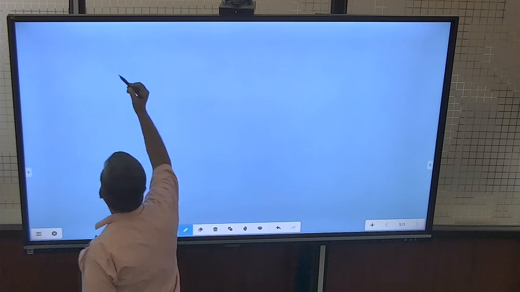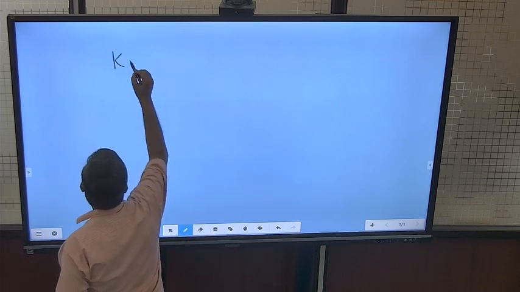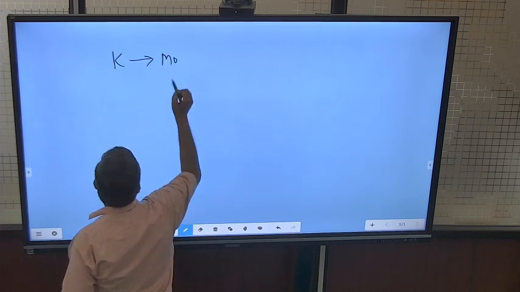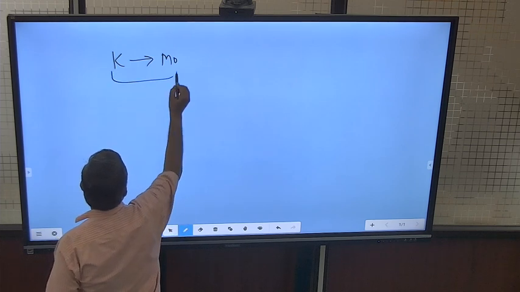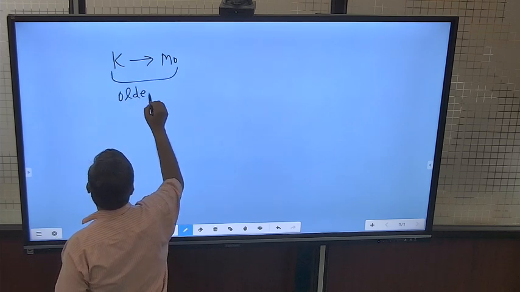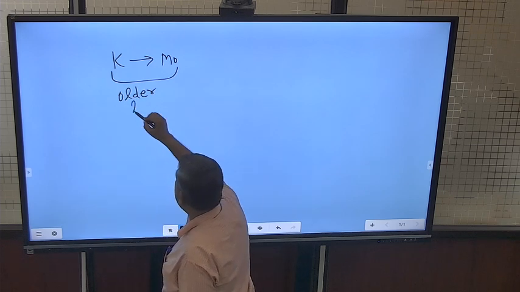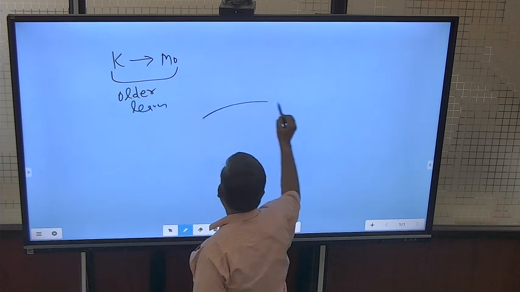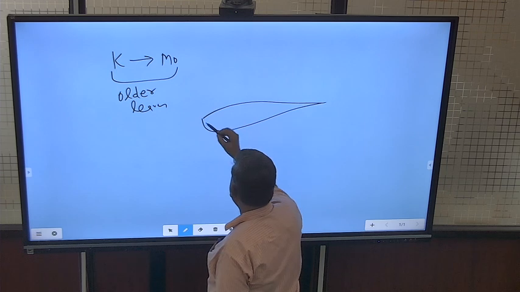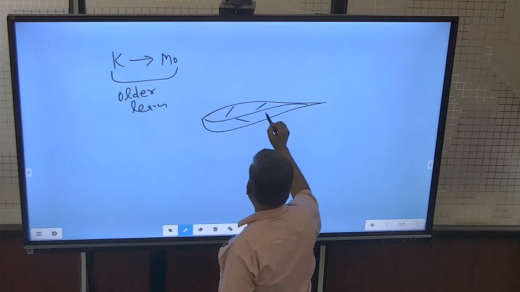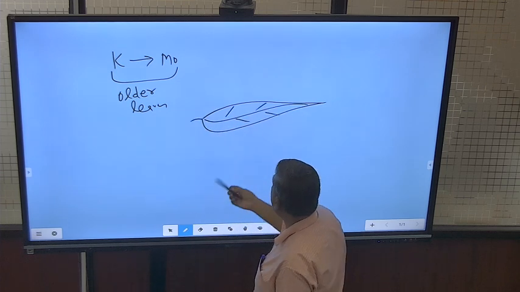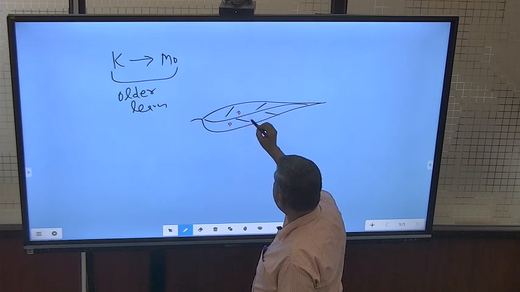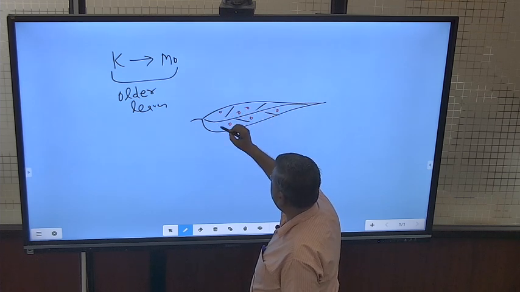Now, the difference between potassium and molybdenum. We discussed that in both cases, deficiency symptoms occur in older leaves, and in case of molybdenum, as in case of nitrogen, necrotic spots are between the veins.